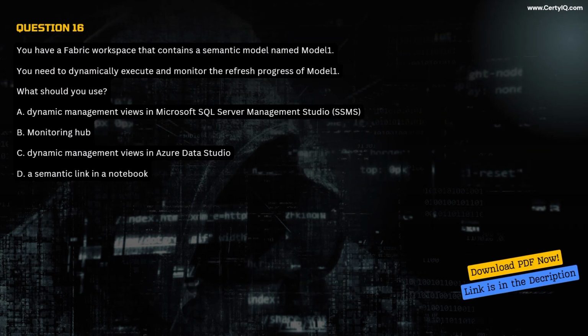You have a Fabric workspace that contains a semantic model named Model 1. You need to dynamically execute and monitor the refresh progress of Model 1. What should you use? A. Dynamic Management Views in Microsoft SQL Server Management Studio, SSMS. B. Monitoring Hub. C. Dynamic Management Views in Azure Data Studio. D. A semantic link in a notebook.